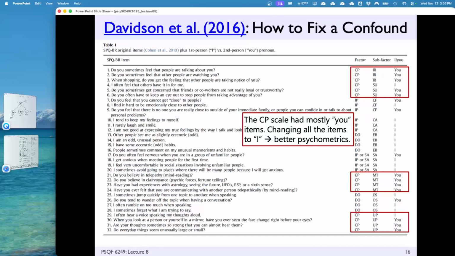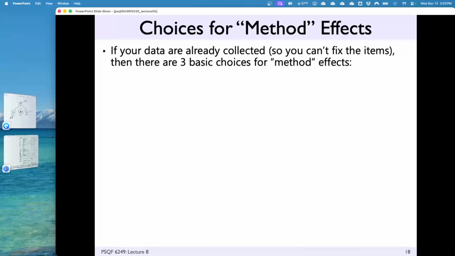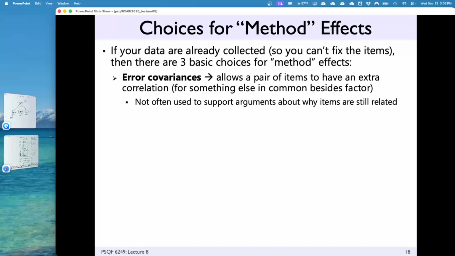So you can reword this, but basically, if your data are already collected, so you can't fix anything, there are three basic choices for method effects. In the model itself, you can expect there to be some type of additional correlation between observable variables. Now, again, we're moving into method factors. This is not a higher order term. People sometimes conflate the two, but let's not right now.